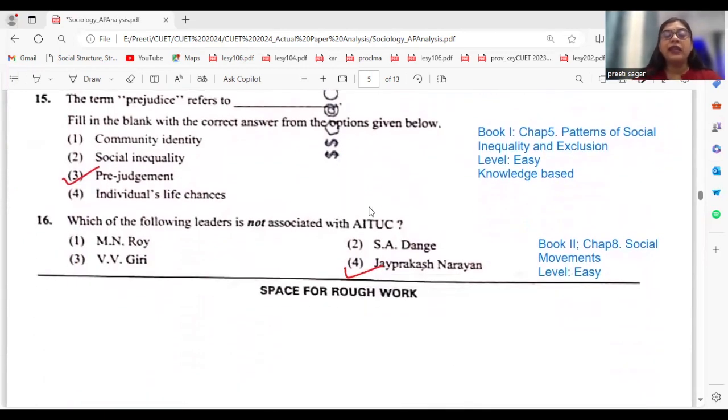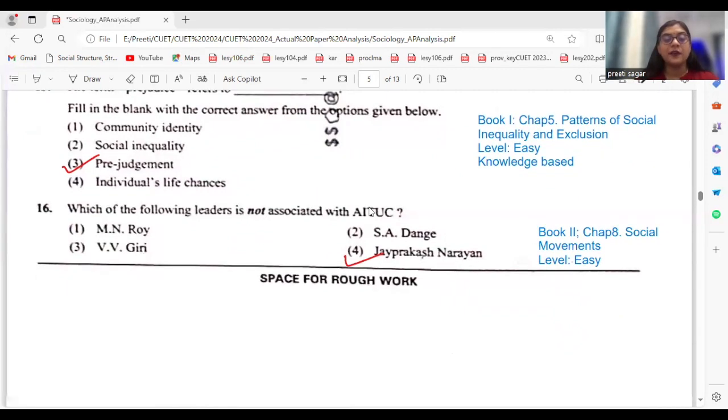Which of the following leaders is not associated with AITUC? AITUC, that is All India Trade Union Congress, was formed by different people, or we can say leaders, who belong to different political backgrounds. They were moderates, socialist and communist as well. So Jayaprakash Narayan was not part of it. So option 4 is the right answer.